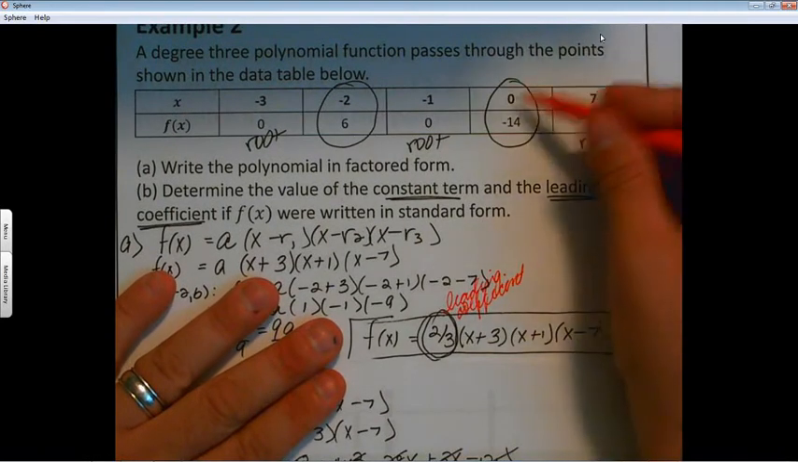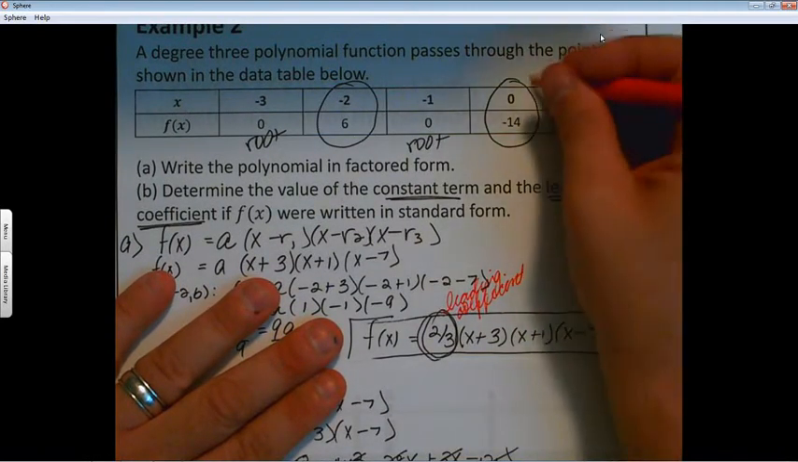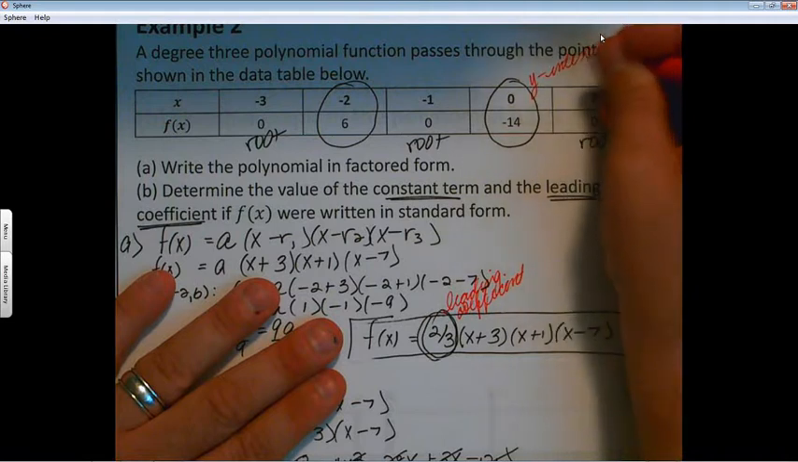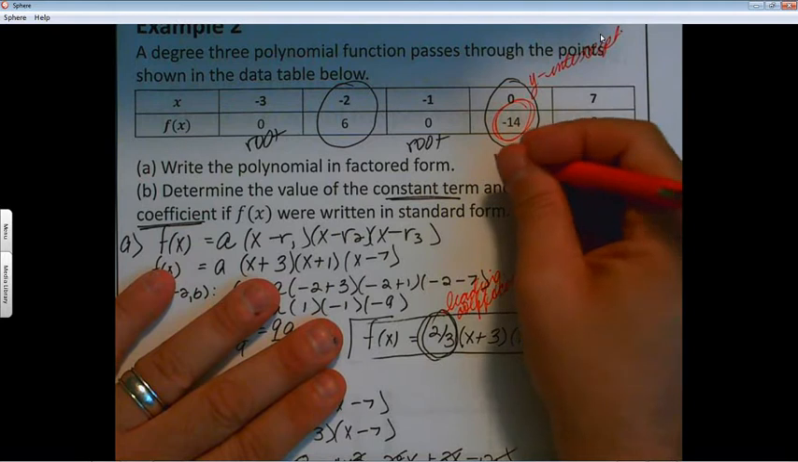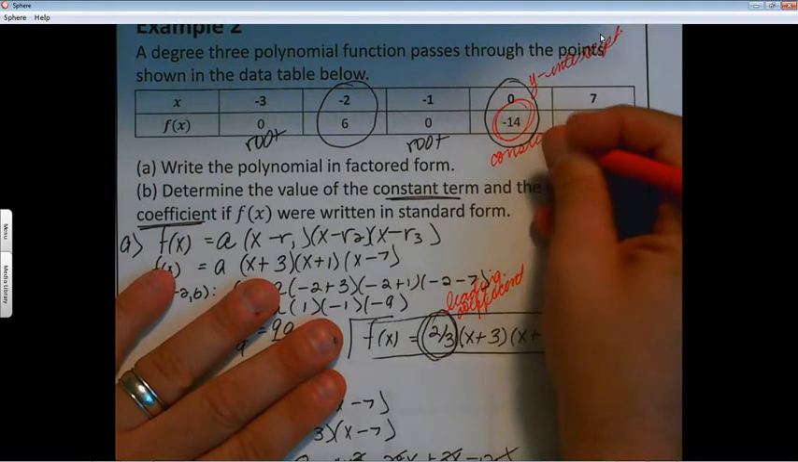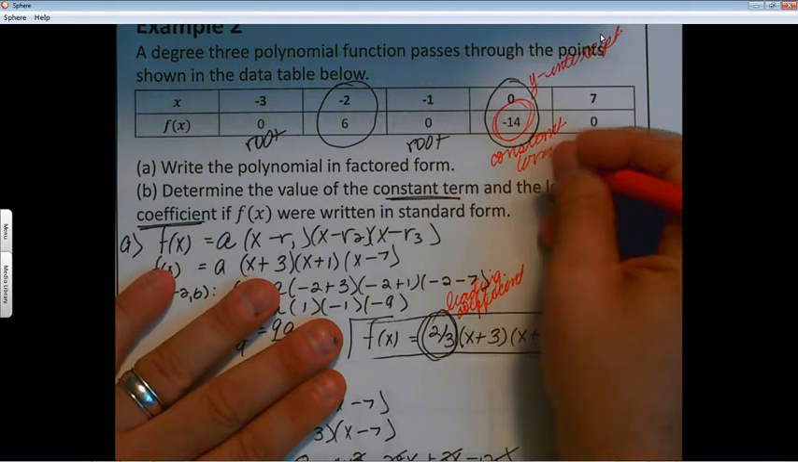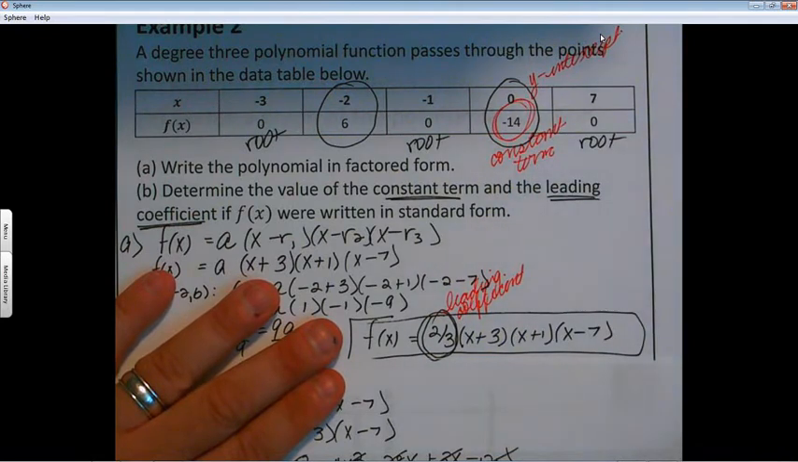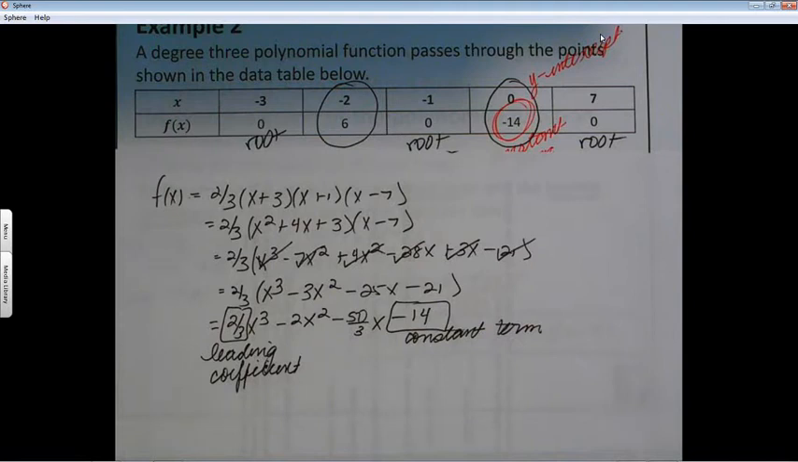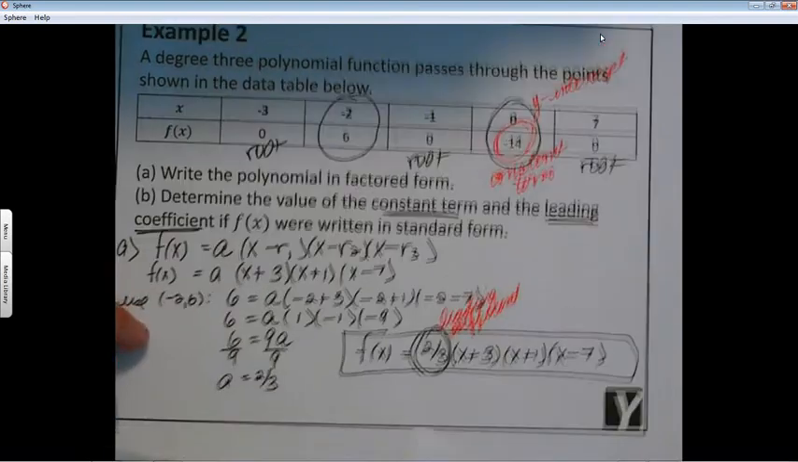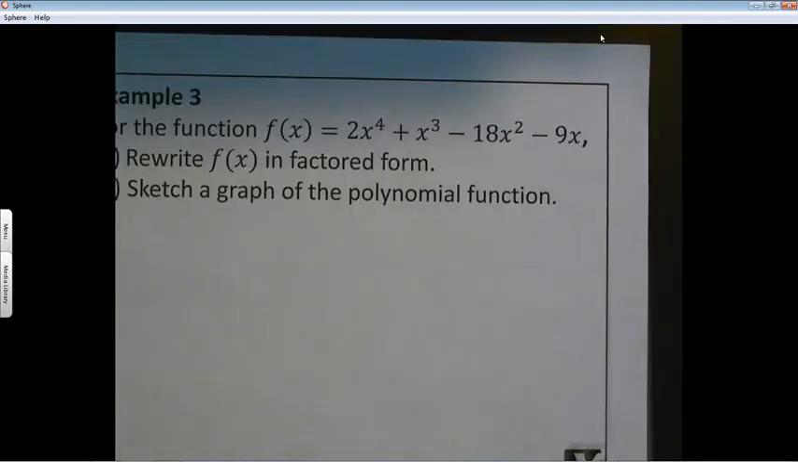The constant term, well, if we look at our table of values, we were given the point 0, negative 14. That's the y-intercept for the polynomial. If that's the y-intercept, the negative 14 from the point 0, negative 14 is the constant term. That would have been a much more efficient method for finding the leading coefficient and the constant term. But our brute force method works as well. You always have options.